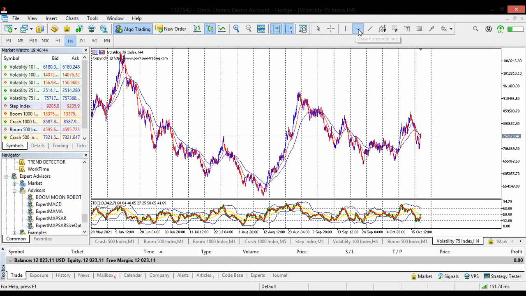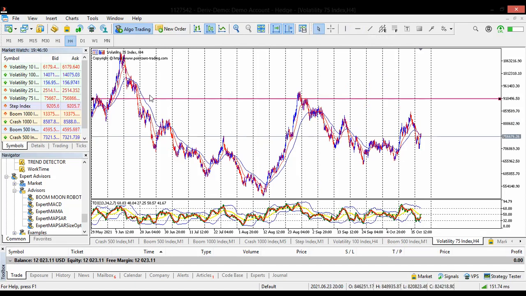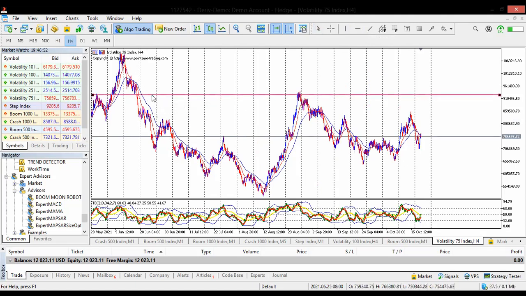no matter what, to be able to draw your major swing. Starting from this one, which you have here.